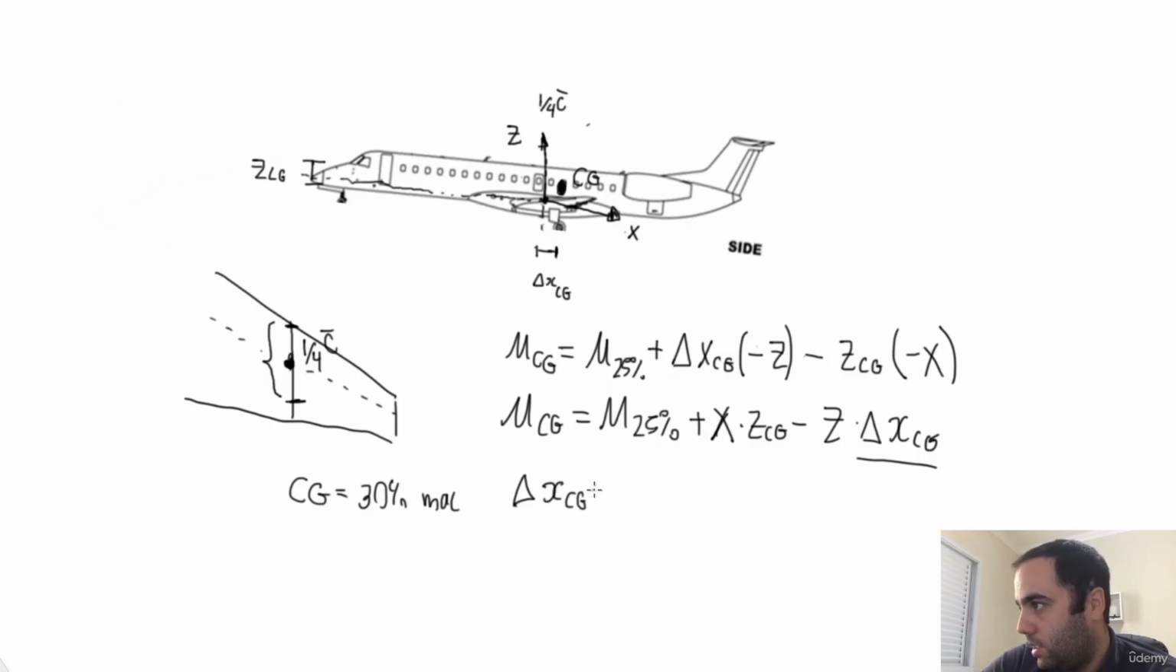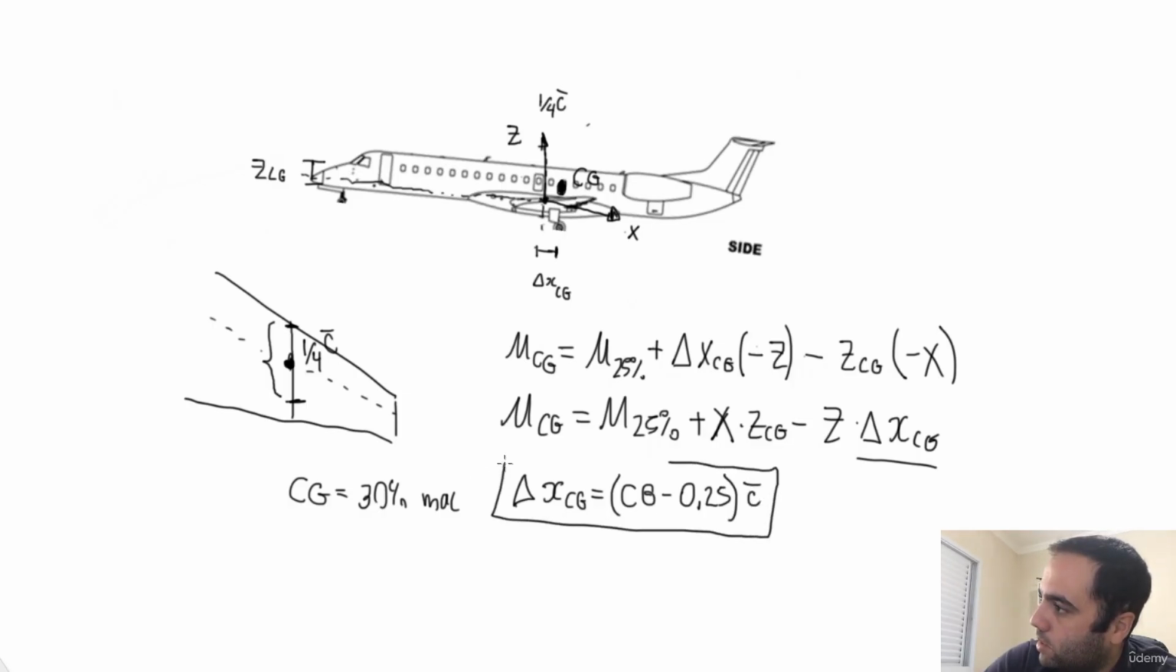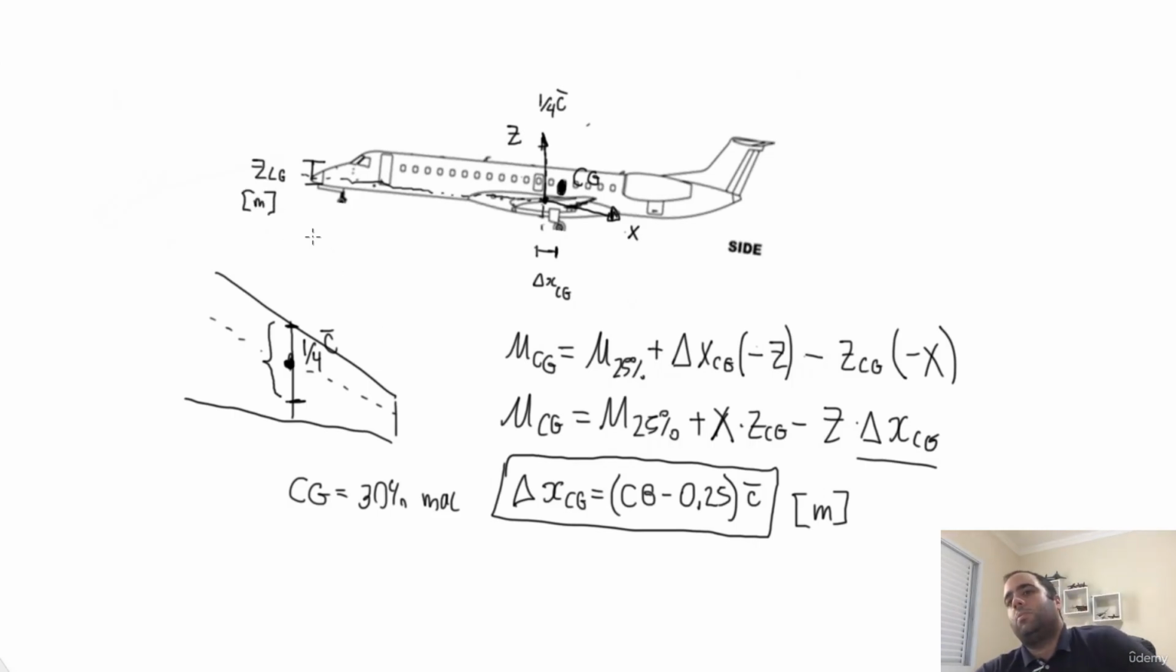So delta x CG is just the CG minus 0.25 times the characteristic chord. And this is going to be in meters, and the ZCG here is also going to be in meters. We're going to work with international standard conditions.